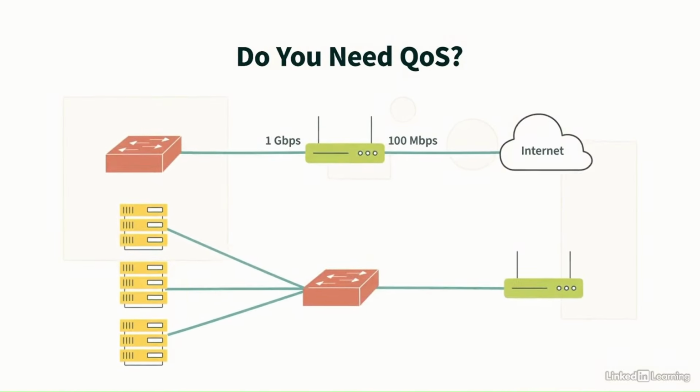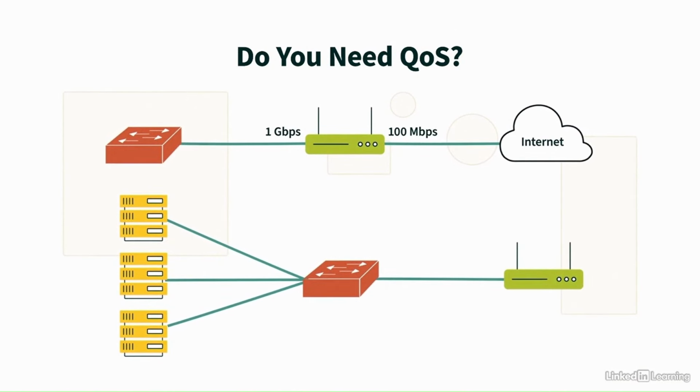Let's say that we have a router that gets us out to the internet, and we're connecting into that router at a speed of 1 gigabit per second. However, that router's connection going out to the internet is only running at 100 megabits per second. That's a 10-to-1 speed mismatch. That could cause traffic to be congested as it's trying to leave that router going out to the internet.